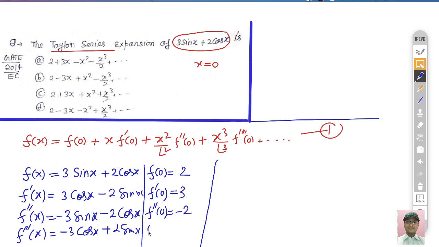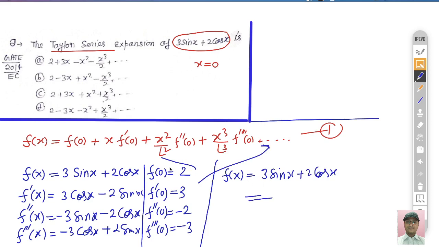And this f triple dash 0. Once you put x equal to 0, cos 0 is 1, sin 0 is 0. So you will get minus 3. So you just put these values in equation number 1 and get the result. So f(x), that is 3 sin x plus 2 cos x, whose expansion is what? You just put all these values in equation number 1.